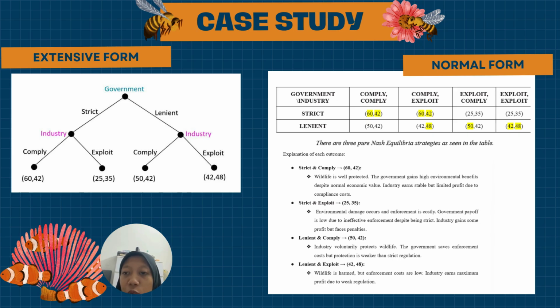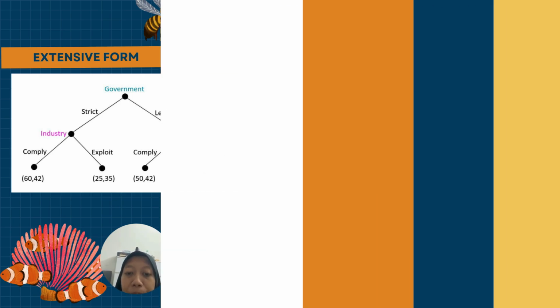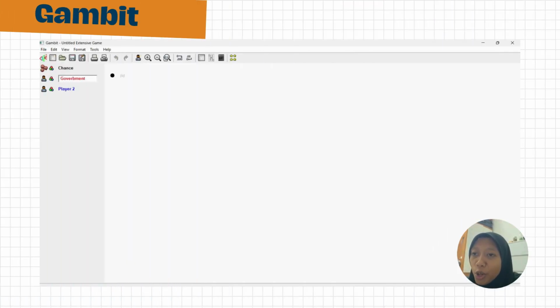So we found two main scenarios, the best and the worst. The best case is strict and comply. If the government sets strict rules, the industry is forced to comply. The worst case is lenient and exploit. If the government is lenient, the industry will likely choose to exploit. This result means the industry makes the highest possible profit because penalties are low, but the environment suffers significantly. To verify our result, we use Game Bit to model the interaction.